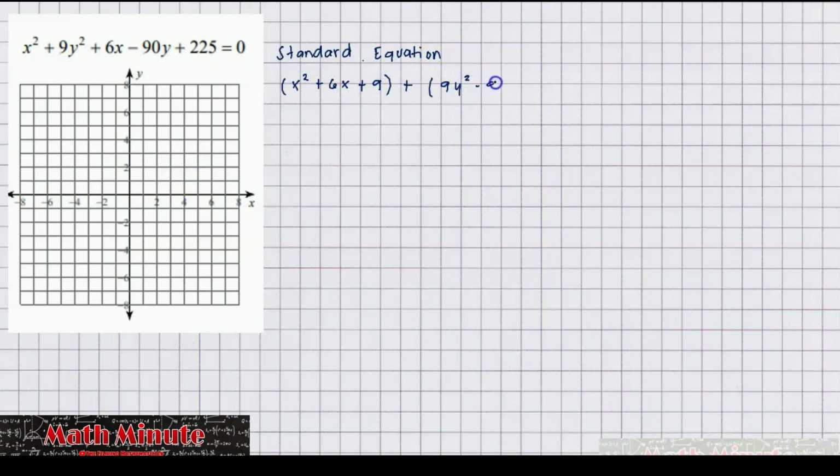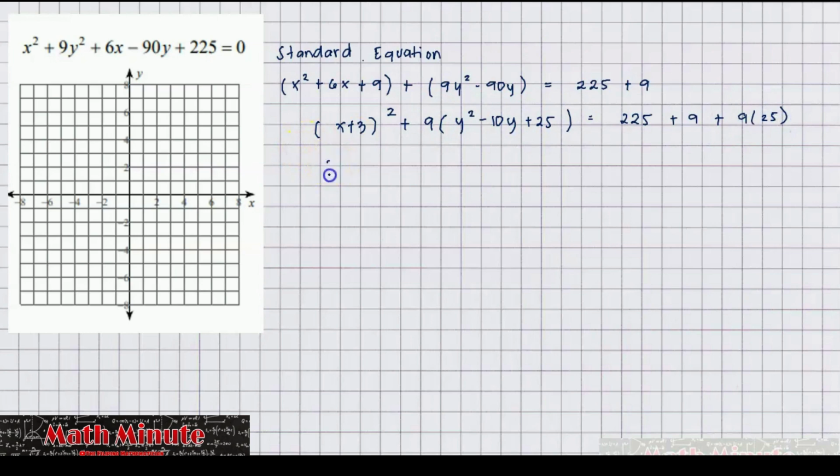Then 9y squared minus 90y. We don't do completing the square here because we have a numerical coefficient higher than 1, equal to 225. Then we add 9 here already. Then we can now factor this out. So this would be x plus 3 squared plus, we factor out 9 here, so this would be y squared minus 10y plus 25. Doing completing the square, this is equal to 225 plus 9 plus 9 times 25.